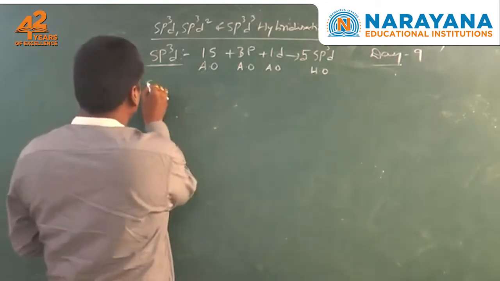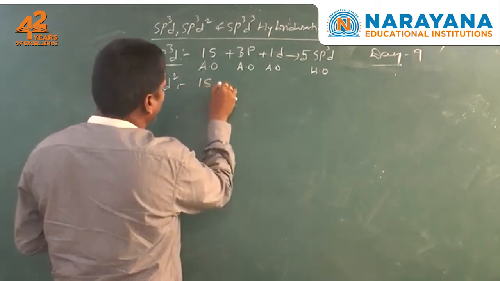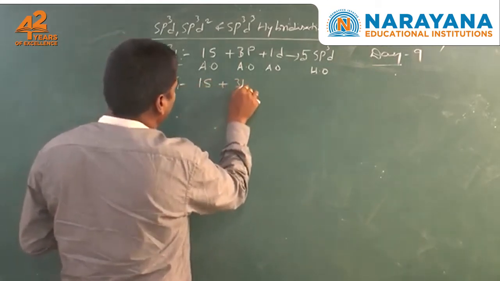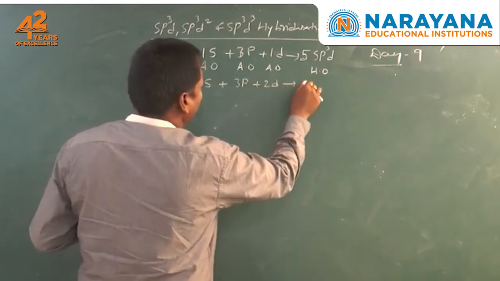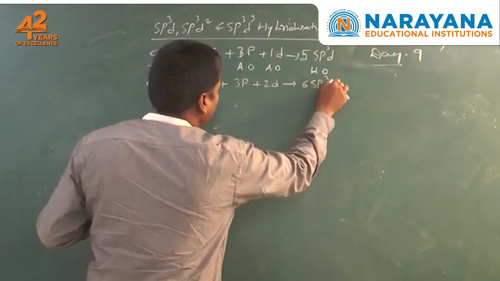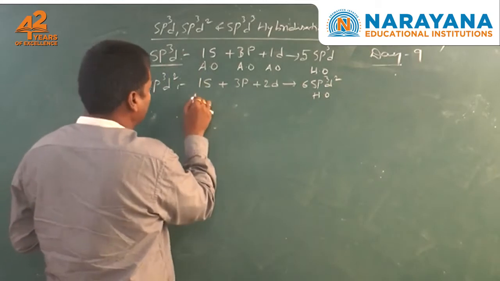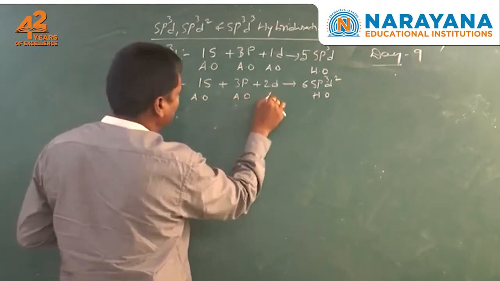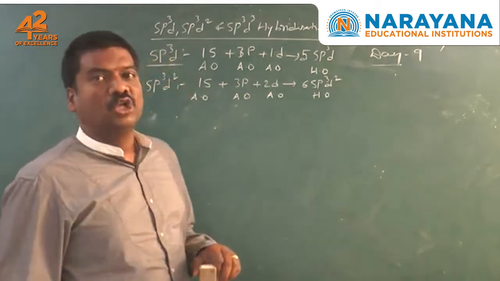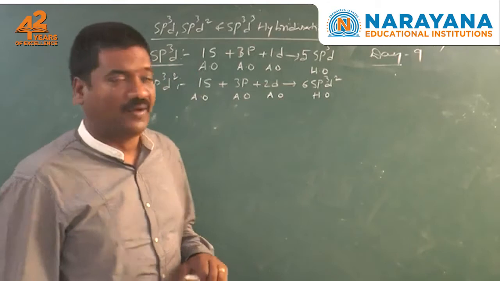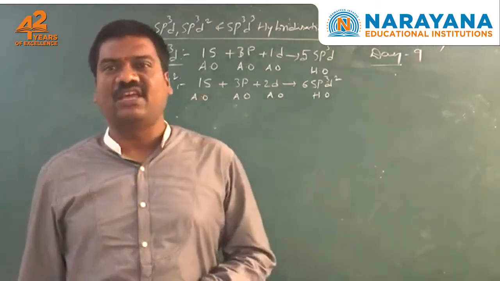Now if we come to sp3d2 hybridization, here one s atomic orbital is mixed with 3 p atomic orbitals and 2 d atomic orbitals, and it forms 6 equal sp3d2 hybrid orbitals. These are atomic orbitals, this is also an atomic orbital, and this is also an atomic orbital. However many atomic orbitals are combining, that many hybrid orbitals will form. Before mixing they have different shapes, but after mixing they have equal shape and equal energy.